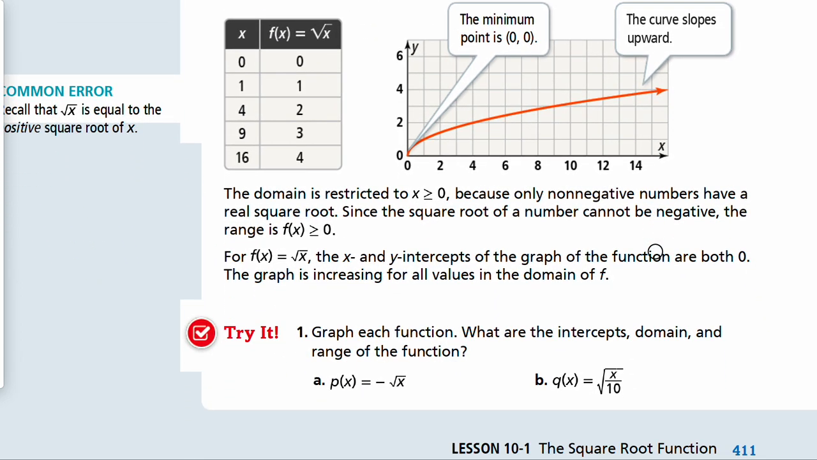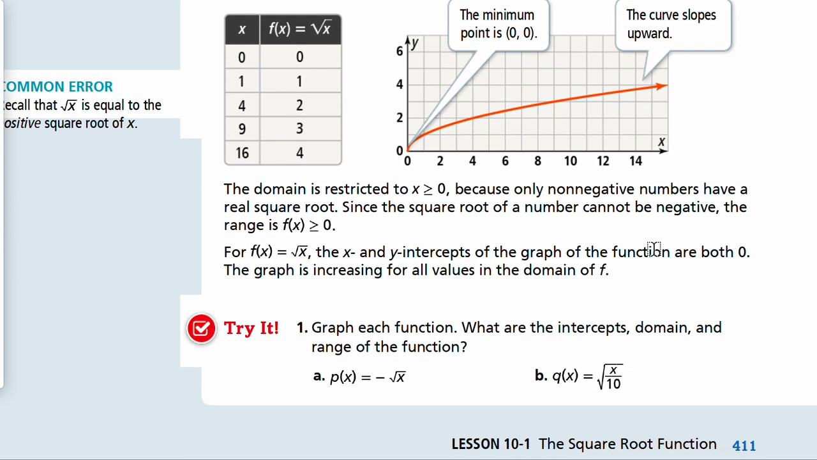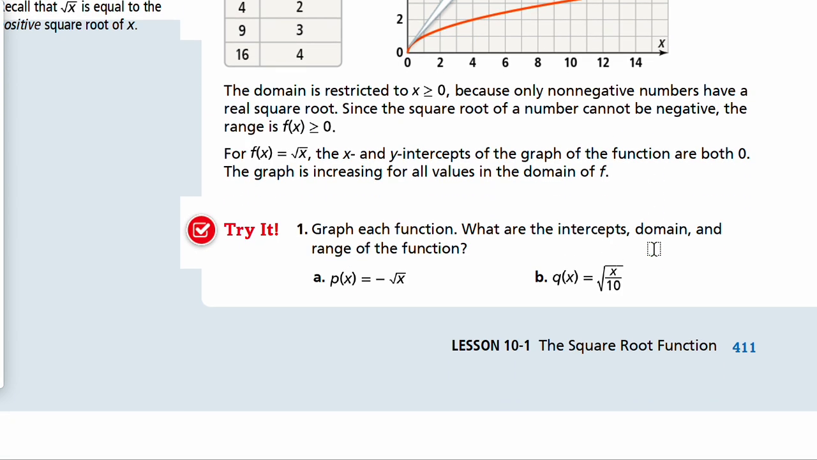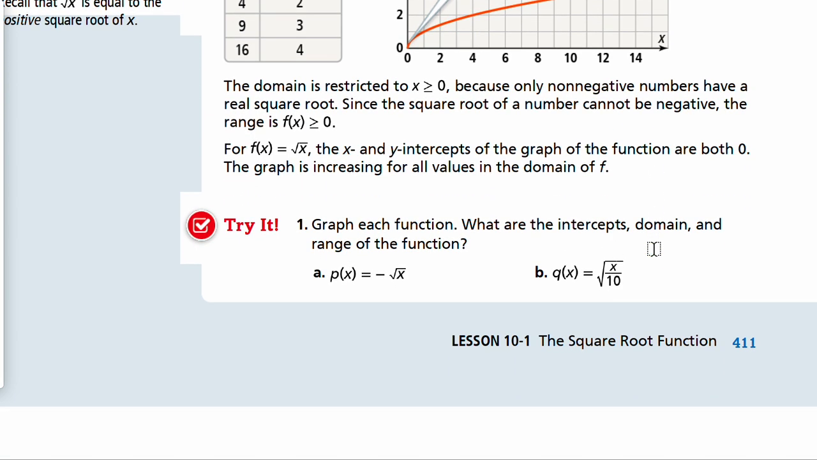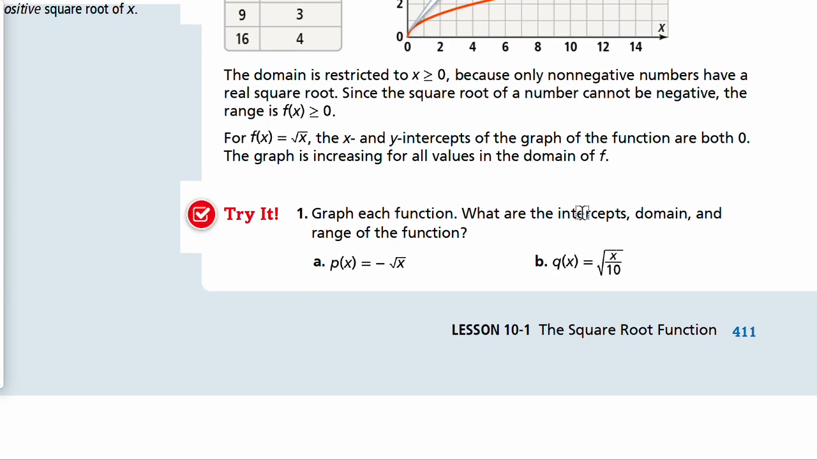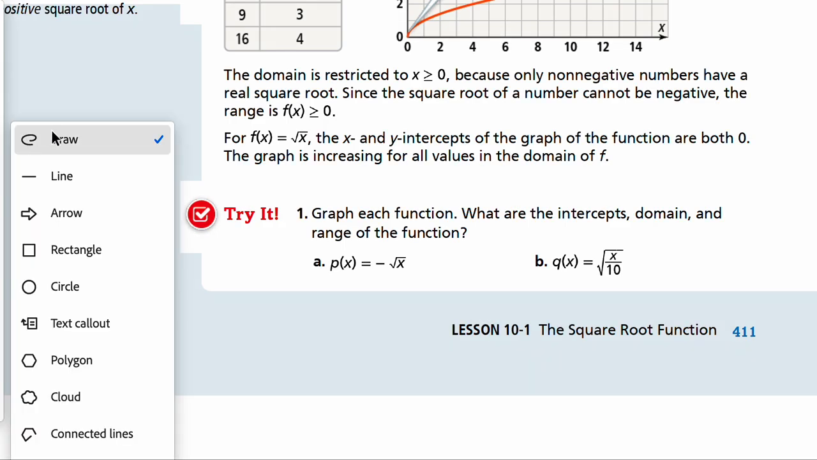So let's look at the try questions. Graph each function. What are the intercepts, domain, and range of the function? Pause the video and see if you can create a table and graph it on your own. Come back when you're ready for answers. Okay, are you ready? Let's look at the first one.